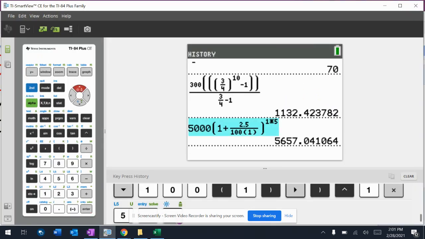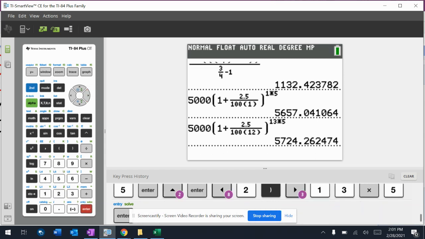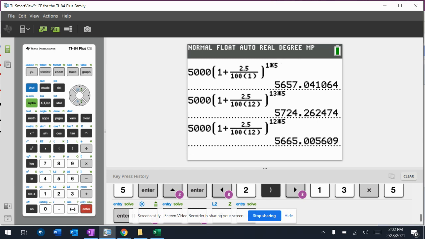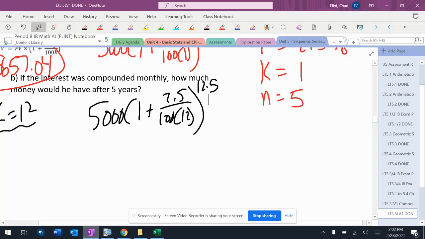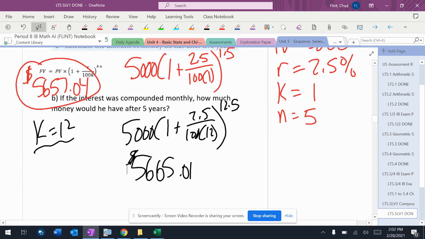So I can actually even go up here. I'm going to grab this. Go over here and make that 12. I'm going to go out here and make that 12 times 5. Whoops, that's 13 times 5. So 12 times 5. So I would have 5665.01. So by getting interest each month, I end up with about $8 more.